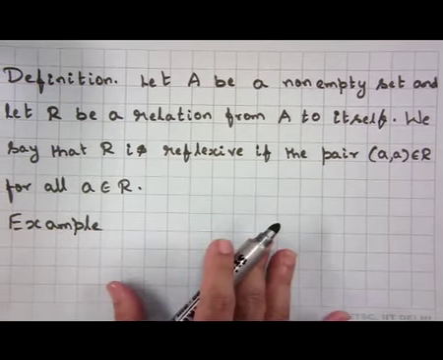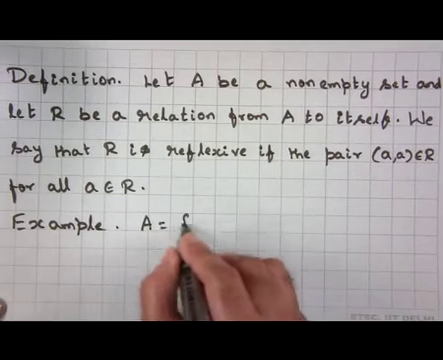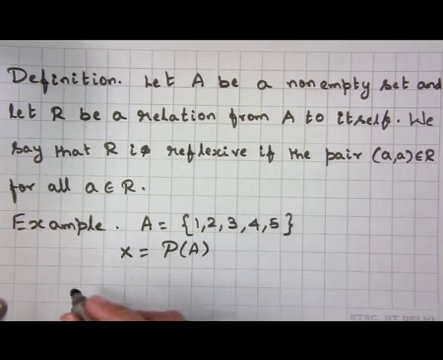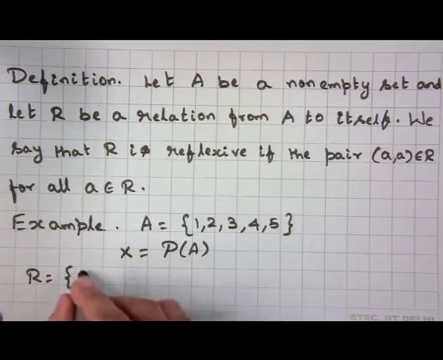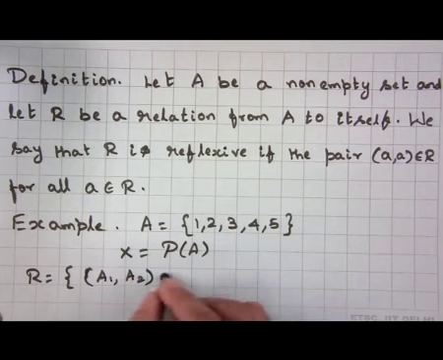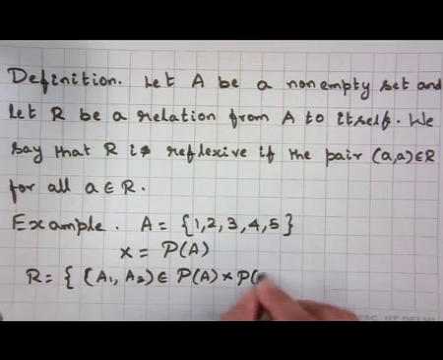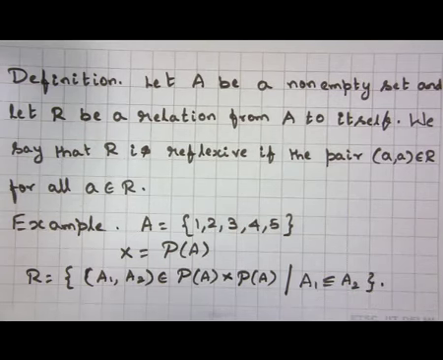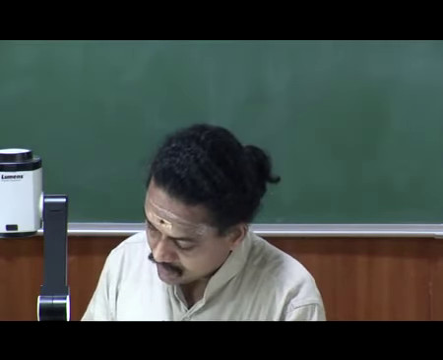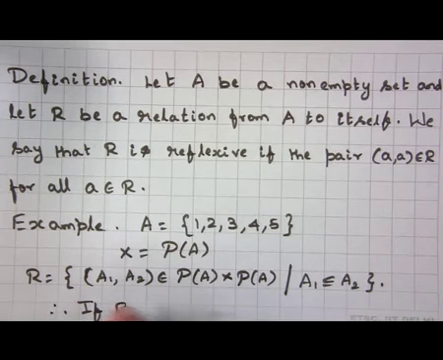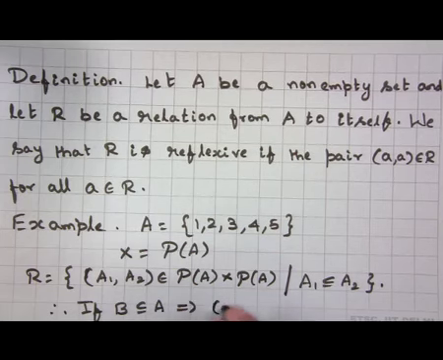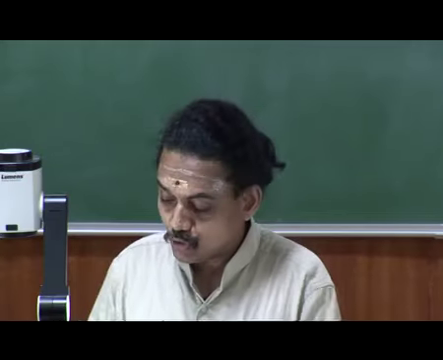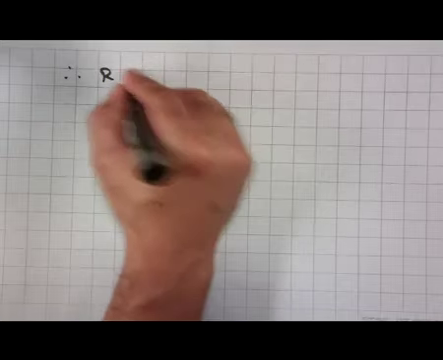Let us look at the last example that we had. Our set A is {1, 2, 3, 4, 5} and X is the power set of A. We defined R as the pairs (A1, A2) in P(A) cross P(A) with the condition that A1 is contained in A2. Every set is contained in itself, and therefore if B is contained in A, that will imply that the pair (B, B) belongs to R. Therefore, R is reflexive.